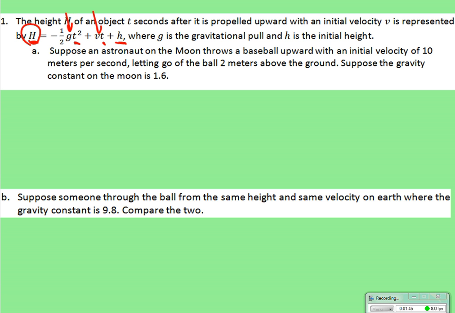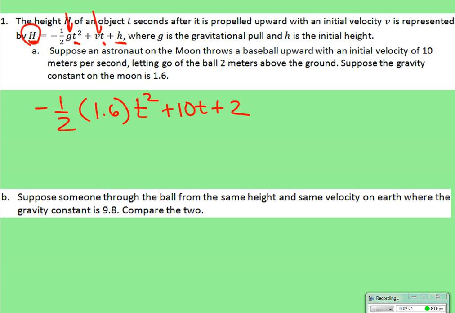Okay. So suppose an astronaut on the moon throws a baseball upward with an initial velocity of 10 meters per second, letting go of the ball 2 meters above the ground. Gravity on the moon is 1.6. So here's what that looks like. Just playing fill in the blank. Initial velocity, no, you don't need an equal sign yet. The initial velocity was 10 meters per second, and the moon, and the initial release point was 2 meters off the ground.